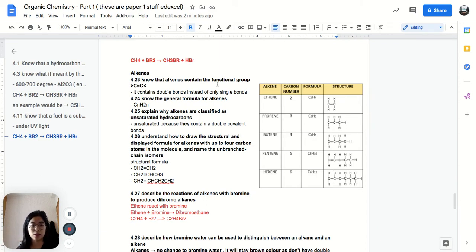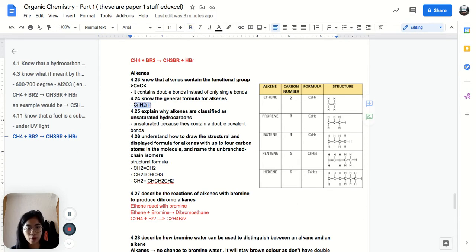And that leads to the next point, which is 4.24, know the general formula for alkene. If you don't remember alkane, it was CnH2n+2. Alkene just doesn't have the plus 2, it's just CnH2n, and as I said, n is basically the carbon number. There is no methane, okay? There's no such thing as methene because it doesn't work. So it will only be ethene, propene, butene, pentene, and hexene. You need to know all of these.